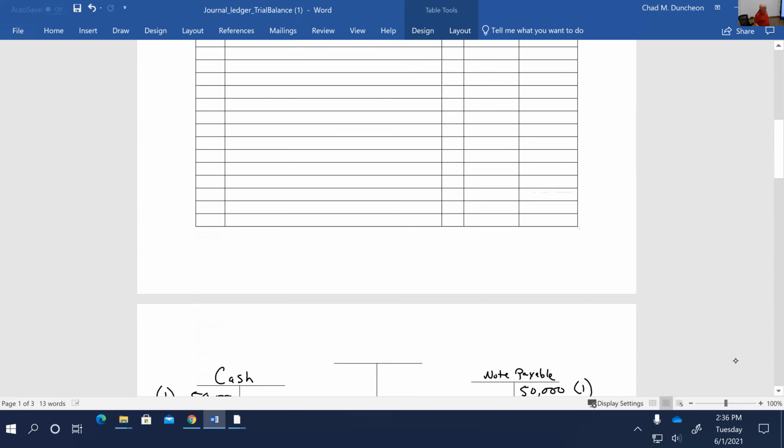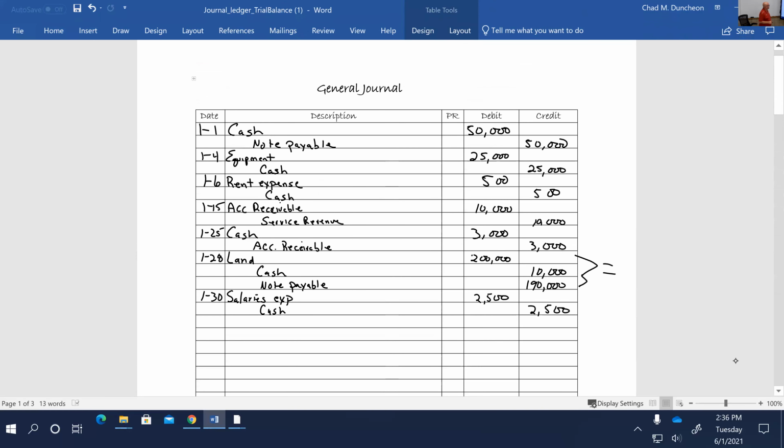Now, if you ever have to do a whole bunch of these, this is what this little PR is for. You don't have to do this, but I'm just going to mark it right there to let me know that I have now posted that. Post reference. Ideally, in real life you're going to enter the account number. Each one of your accounts is going to have a specific number assigned to it, like cash might be 101, or your note payable might be 204. Then that number would go in there. But for practicality in this class, that's what that PR can be used for.